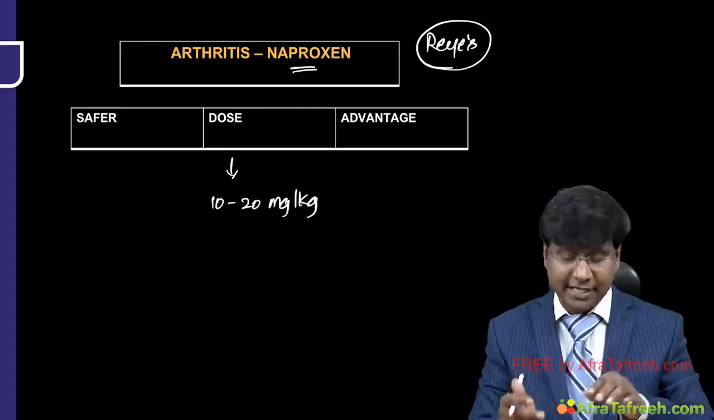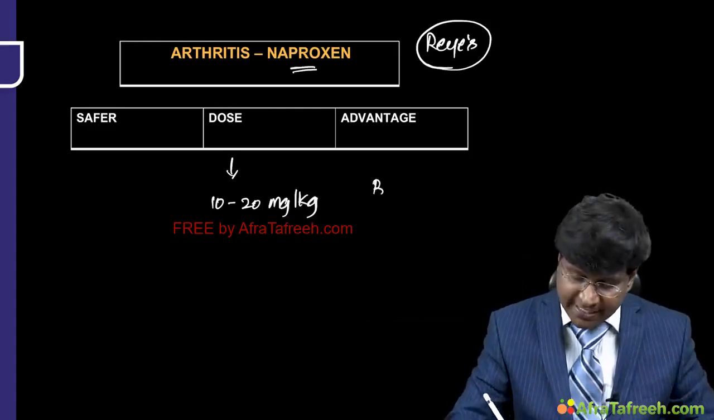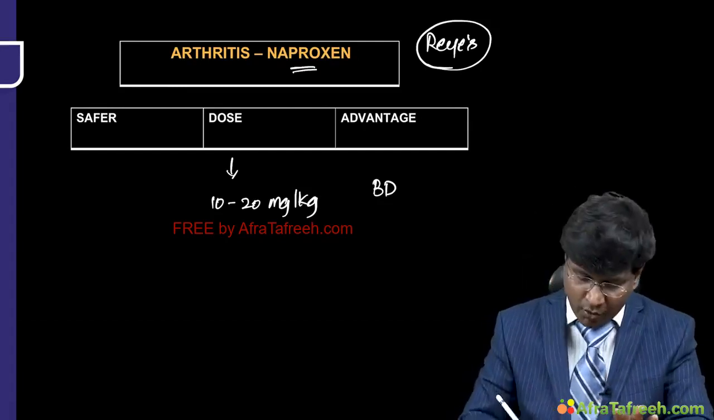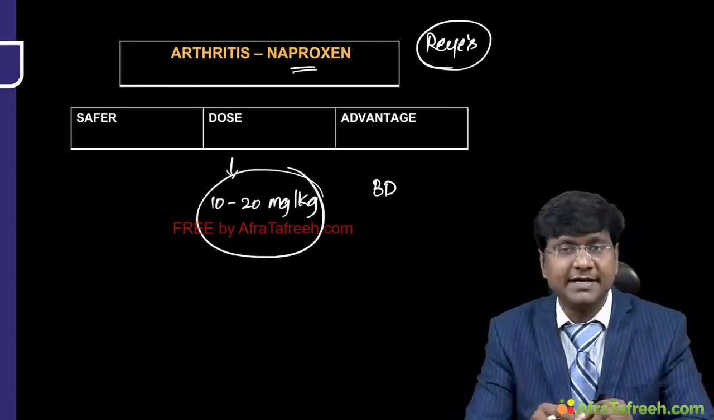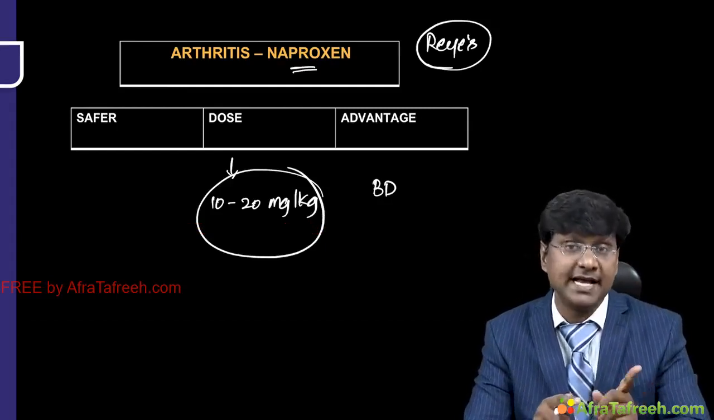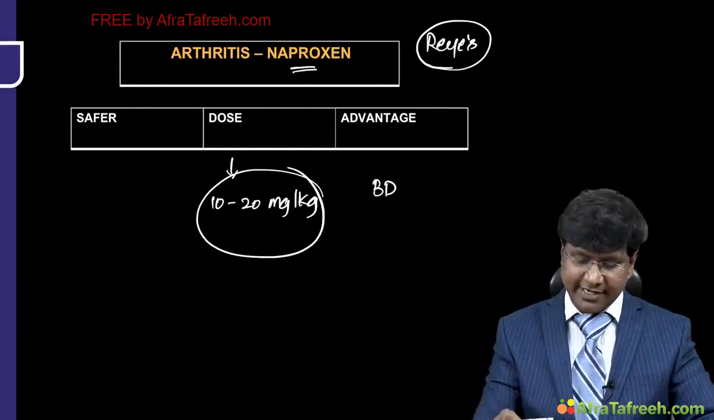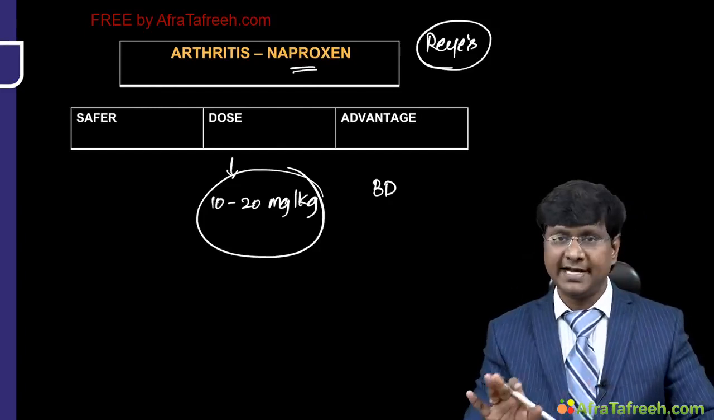The advantage of naproxen over aspirin is that it has to be administered only twice daily. Whatever this 10 to 20 milligrams per kg per day is, it has to be given in 2 divided doses. Whereas for aspirin, that 50 to 60 milligrams per kg per day has to be given in 4 to 5 divided doses. That is the advantage of naproxen over aspirin.